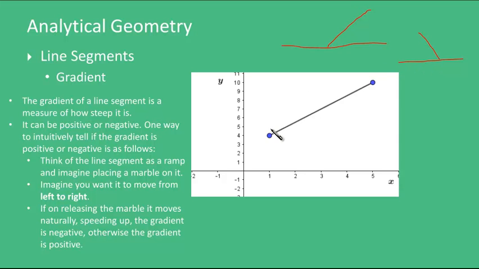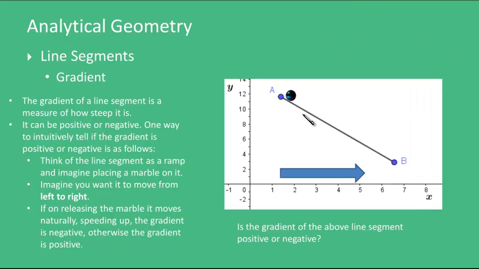Another way is to imagine you have a little marble here, and if you want to move it from left to right, but you have to push it, then that gradient is positive. If it moves from left to right naturally without you having to push it, then the gradient is negative. So we can see that here. For example, if you release this marble, it'll move from left to right as it falls downward. So this gradient then is going to be negative.